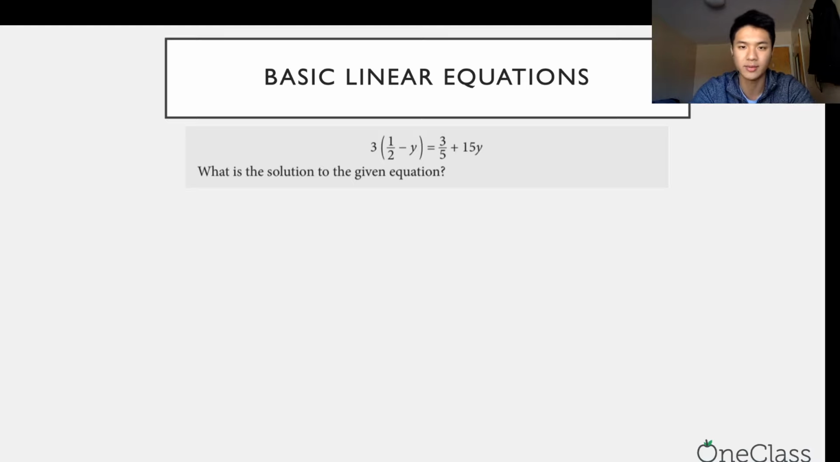So we can tackle this together, taking a look at the equation given to us. So the question says, 3 times (1/2 minus y) equals 3/5 plus 15y. What is the solution to the given equation?